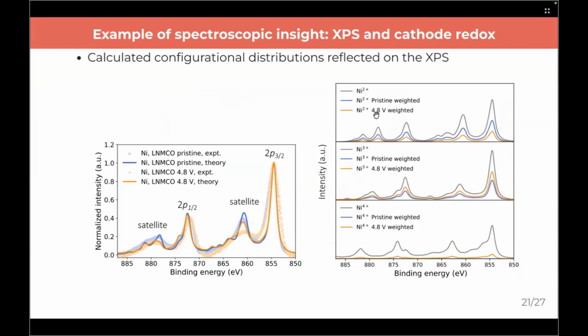Then, with such populations of different valence states of nickel, we calculate, for example, the XPS spectra corresponding to nickel 2+, 3+, and 4+. And by taking the weighted sum of these XPS spectra using the population information I mentioned in the last slide, we could actually replicate the trend. As you can see, the scatters are the experimental results and the solid lines are the simulation.